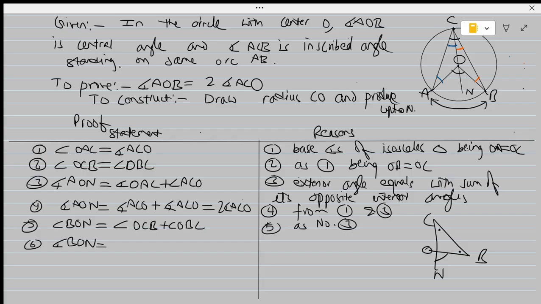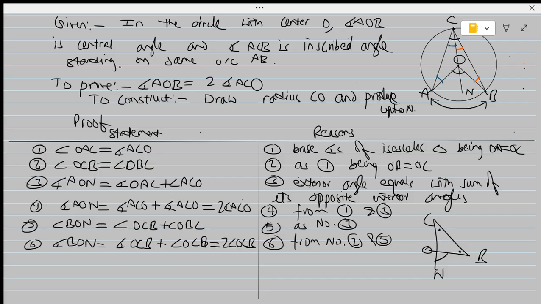Now angle BON is the sum of OCB and OBC. OBC you can replace with OCB. So OCB we keep the same, and OBC gets replaced with OCB. This will give you 2 times angle OCB. This we got from number 2 and 5.